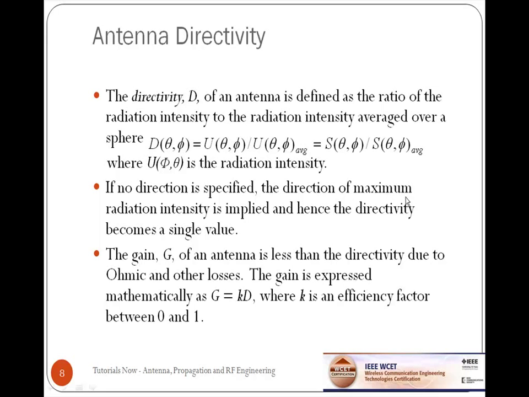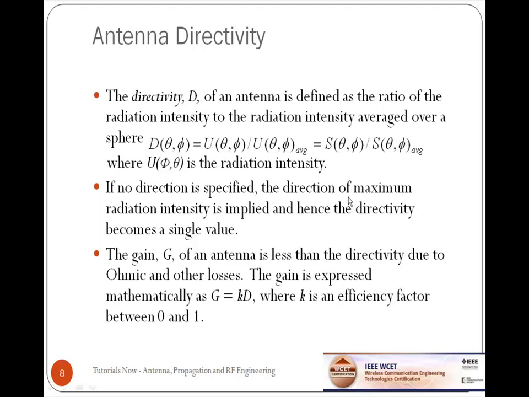Antenna directivity. The directivity D of an antenna is defined as the ratio of the radiation intensity, which is basically expressed here as U of phi and theta, to the radiation intensity averaged over a sphere. So here D is basically the normalized ratio formed by U of theta and phi over U average over the sphere. And it's also equal to S of theta and phi over S of theta and phi average, where S is the Poynting vector defined in electromagnetic field theories.